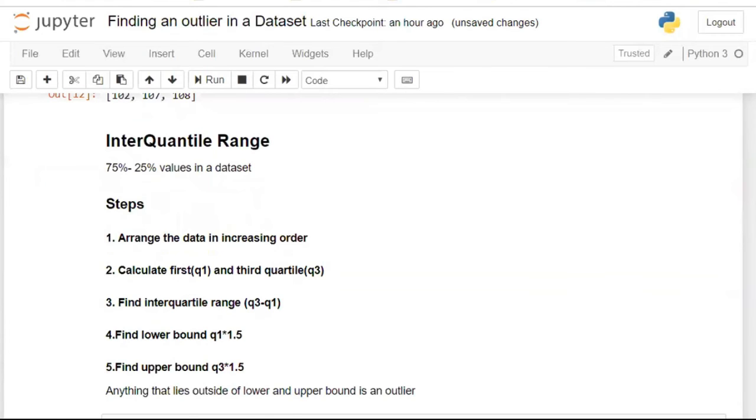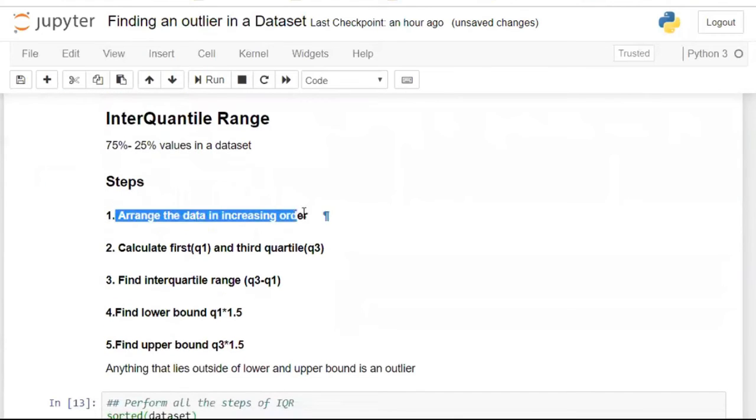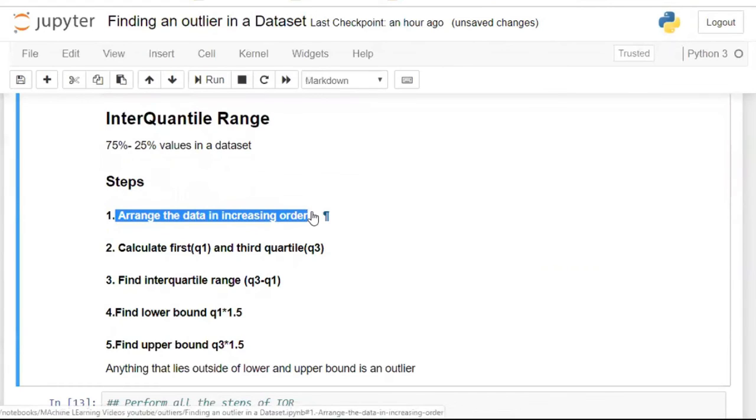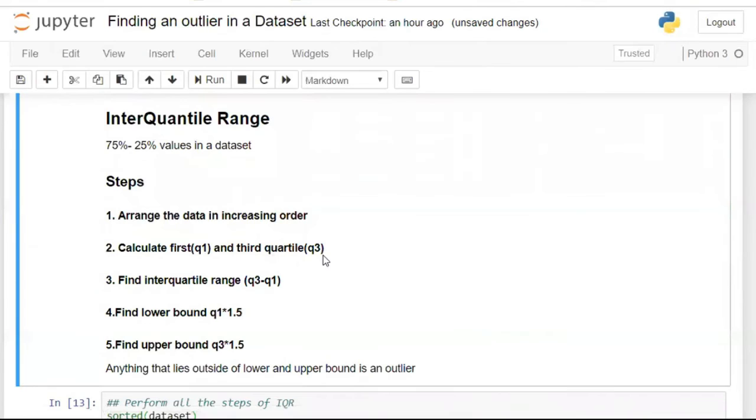First of all, there are some steps in interquartile range. First of all, we arrange the data in increasing order. Okay. Basically in the sorted order. We calculate the first quantile and the third quantile. This is basically my 25 percentile and this will basically be my 75 percentile. Then we find out the difference between the third quantile, that is my 75 percentile, and the 25 percentile.